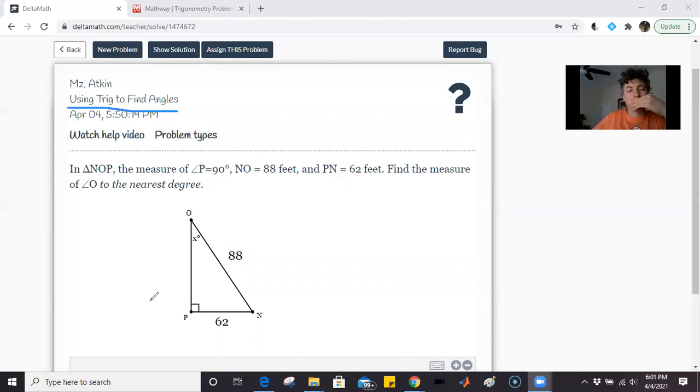Well, we're supposed to use trig. We learned about sine being the opposite over hypotenuse, cosine being the adjacent over the hypotenuse, and tangent being the opposite over the adjacent. Those are some things we know about trig.